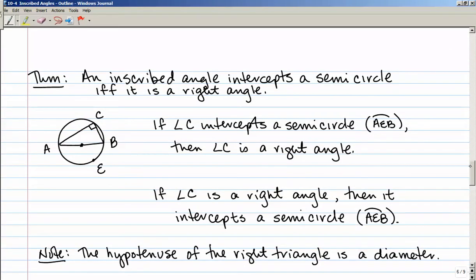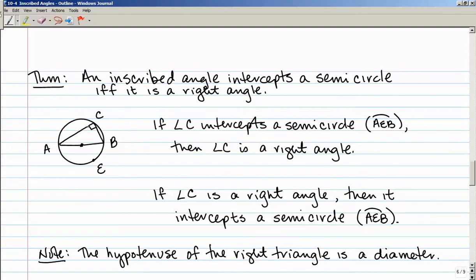Here's another theorem. An inscribed angle intercepts a semicircle if and only if it is a right angle. So let's take a look at this circle here. So angle C, which is a right angle, intercepts arc AEB. So if I go from A to C to B, and I have AB here drawn as a diameter, it intercepts this arc, which is a semicircle, and then angle C is a right angle. Conversely, if angle C is a right angle, then it intercepts a semicircle, and that would be arc AEB.